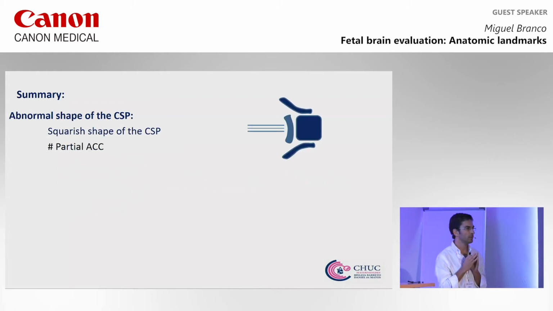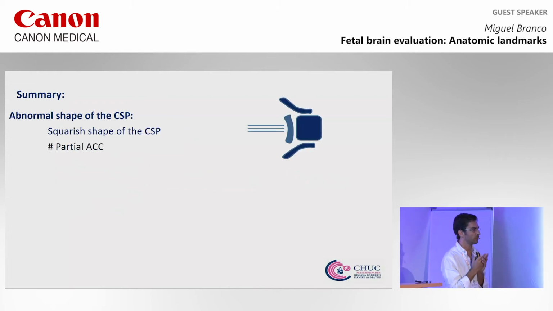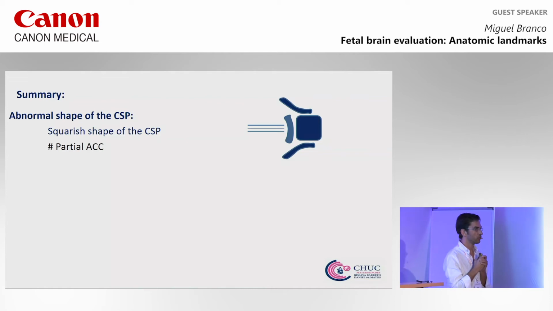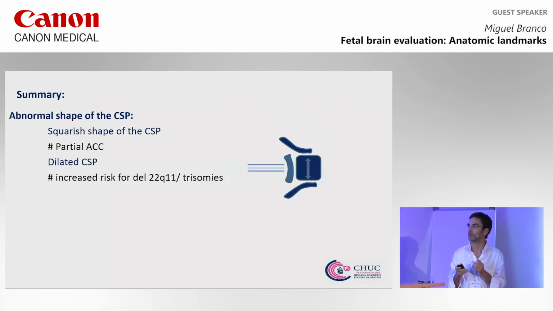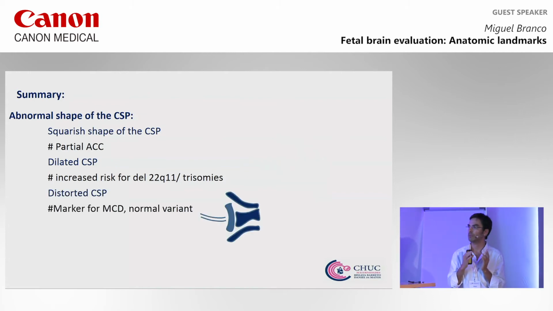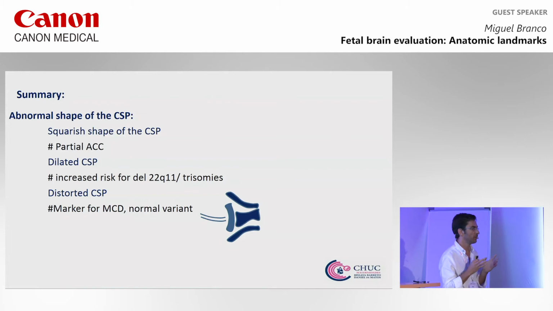And if we are able to identify the cavum septum, but it is abnormal in shape, a squarish or rounded CSP, the risk of partial agenesis of the corpus callosum is very high. If we have a dilated CSP, we may think about trisomy or deletion of 22q. If we have a distorted CSP, we must perform a complete examination to rule out malformations of cortical development.